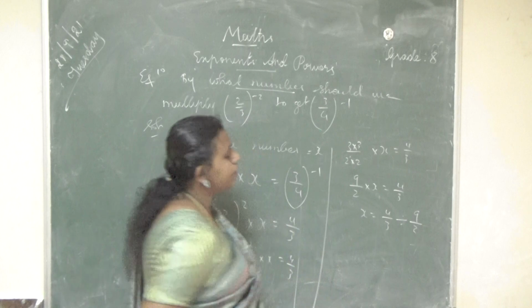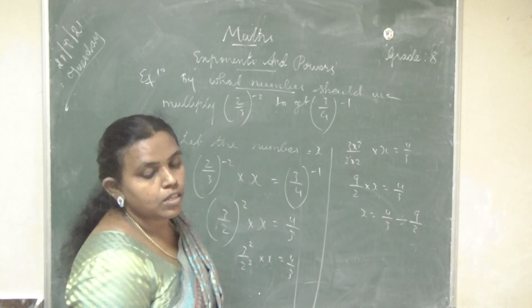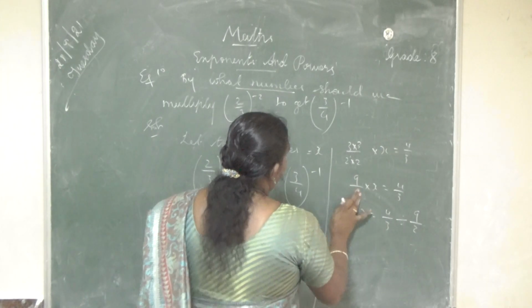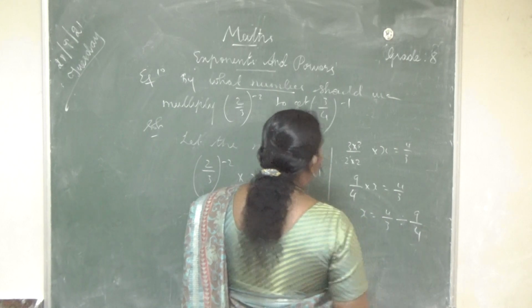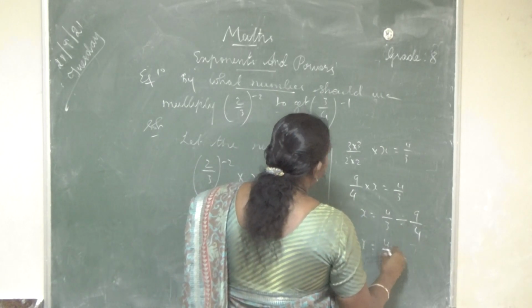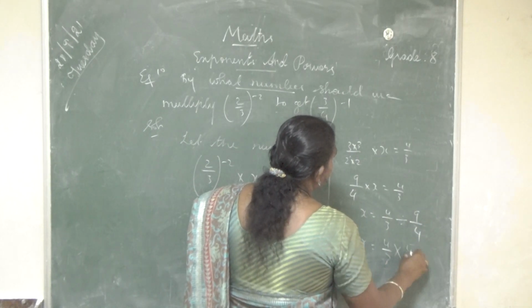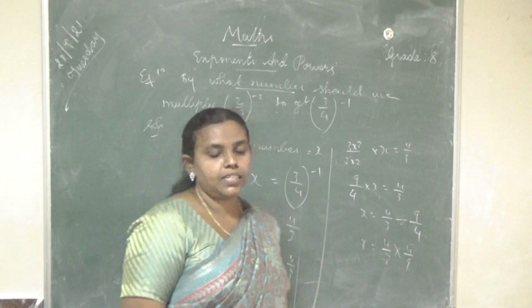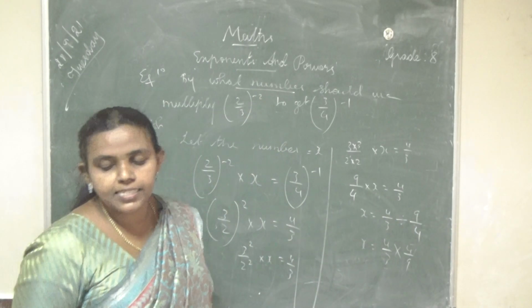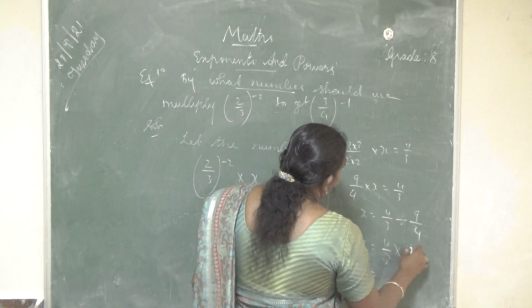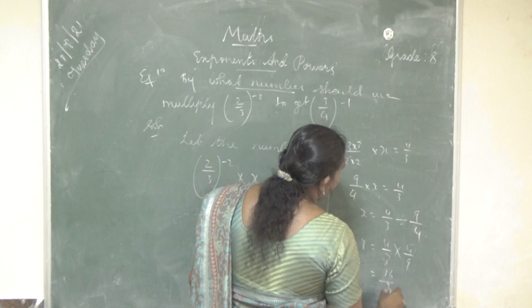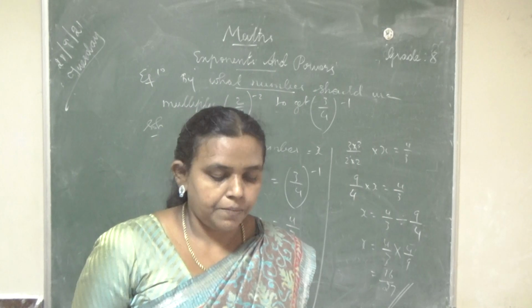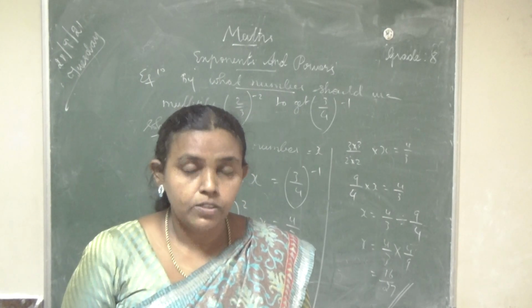X is equal to 4 by 3 divided by 9 by 4. Here, if you see divide, you will put the multiplication sign and you will put the inverse of the number. So what will you get? What is the answer? 4 4s are 16, by 9 3s are 27. 16 by 27 is the correct answer. Okay. Now, next, example 11.